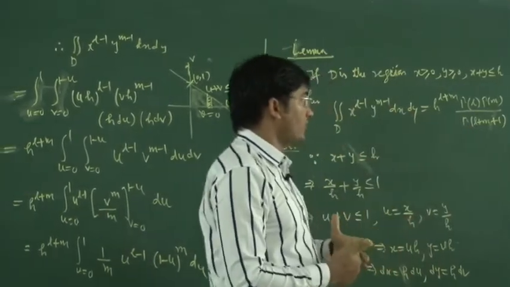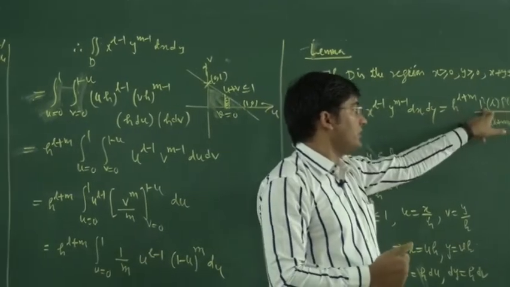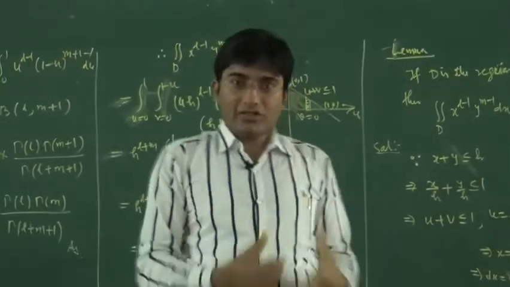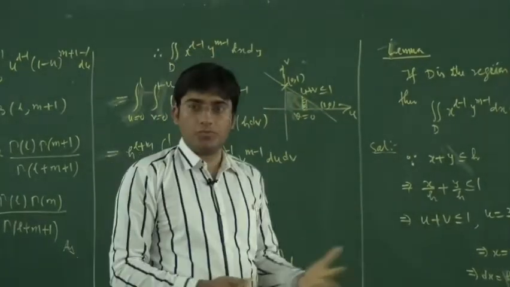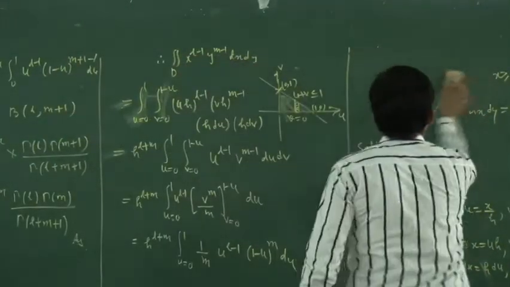So this is the value of this double integral. And if your h is 1, then the left hand side will be equal to gamma l into gamma m upon gamma l plus m plus 1. Now let us extend this double integral for the triple integral, and for that we have the Dirichlet theorem.